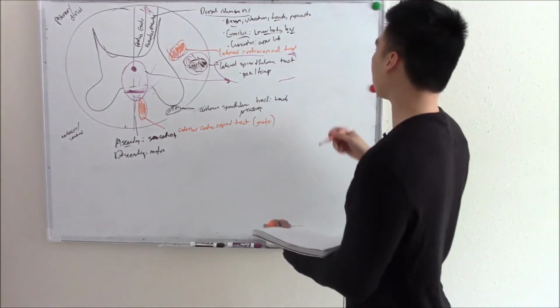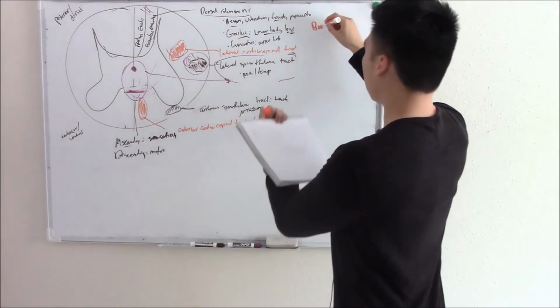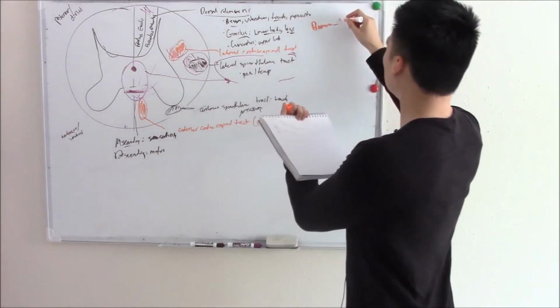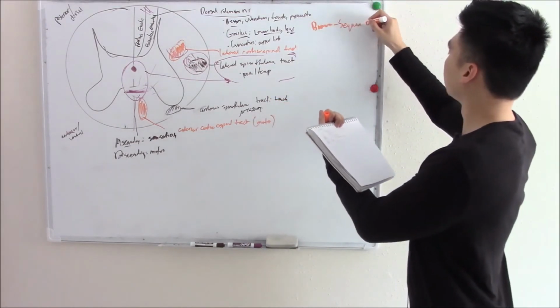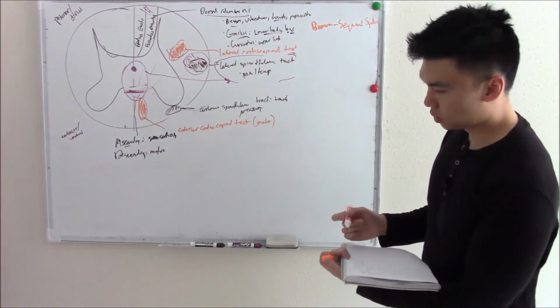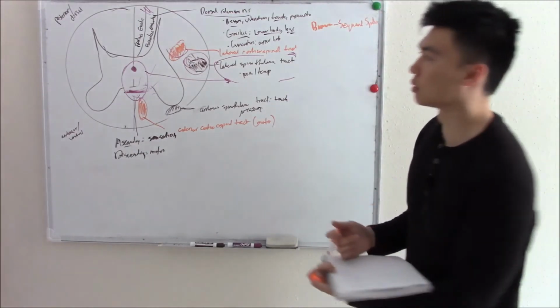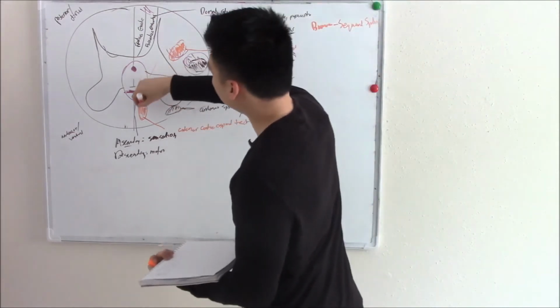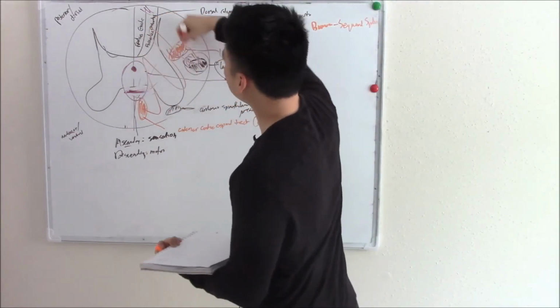That is Brown-Sequard syndrome. Brown-Sequard syndrome is when you blow out half of your spinal cord. So this is all gone. This is all gone.